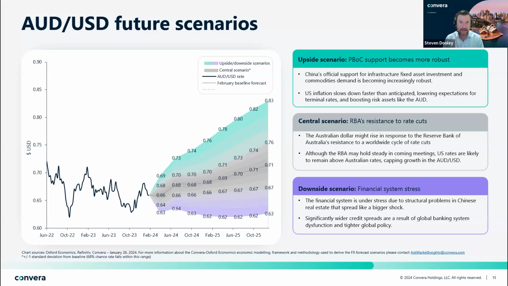Like I said, can we push significantly higher? Can we go above 70? Well, the upside scenario: A, Chinese support; B, if US inflation slows down further than anticipated, that can help the Aussie dollar higher as well. So that's a real potential scenario that gets us back to 70 or higher over the course of this year.